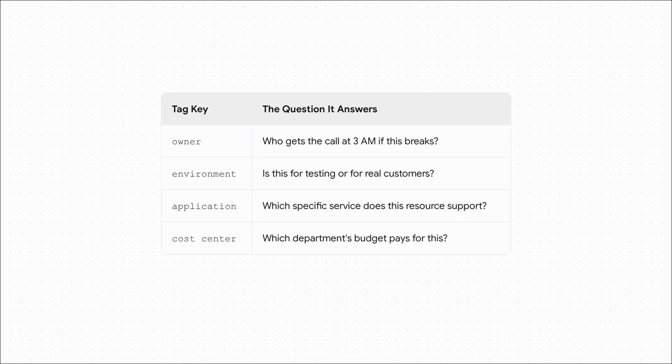Owner tells you who to wake up at 3 a.m. when things go sideways. Environment is crucial. Is this a sandbox for playing around, or is it a production system that makes the company money? Application connects the resource to a specific service. And cost center, this one makes finance so happy, tells you which department's budget this thing hits. These four tags are your Rosetta Stone for cloud costs.